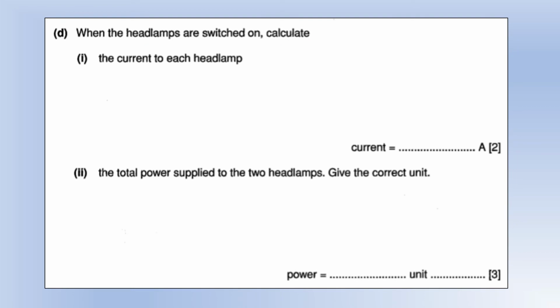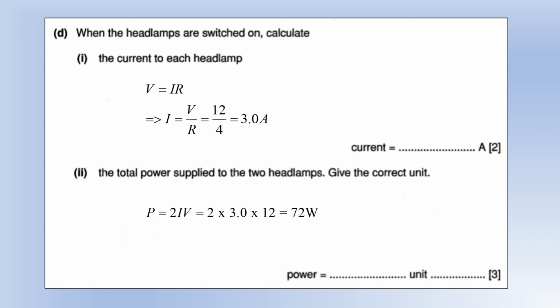Okay, so when the headlamps are switched on, calculate the current to each headlamp. What we can do is essentially just use Ohm's law. We know the PD is 12, we know the resistance is 4, so each headlamp is going to get 3 amps. To get the total power to the headlamps, the power would be double the power delivered to just one of them, so that's why there's a 2 in there. The power delivered to one of them would just be 3 amps times 12 volts. Times by 2 gives us 72 watts total power.